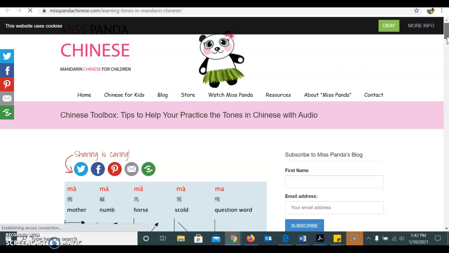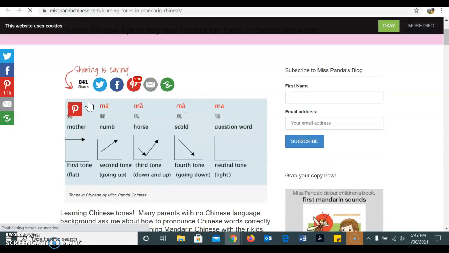The classic example of tones and how complicated they are and how they can change the meaning if you use the wrong tone is this character right here, ma. So you have ma, meaning mother. First tone is flat. It's very flat. And the second tone starts down here, then goes up, ma, horse.